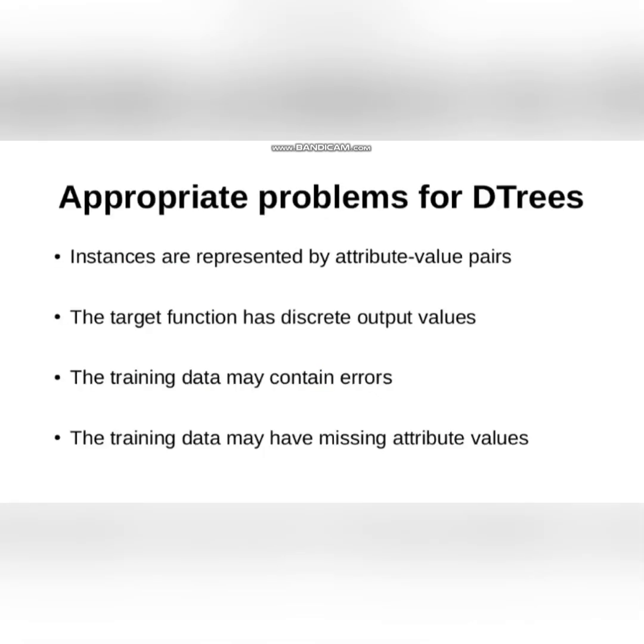Appropriate problems for decision tree. Instances are represented by attribute value pairs. Target function has discrete output values. Training data may contain errors. Training data may have missing attribute values. So here we can see that missing attribute values and errors can all affect our decision tree. So before modeling our training data, we have to clean our data, handle missing attributes, handle all the values, handle all the errors, and only then will we have an accurate model.